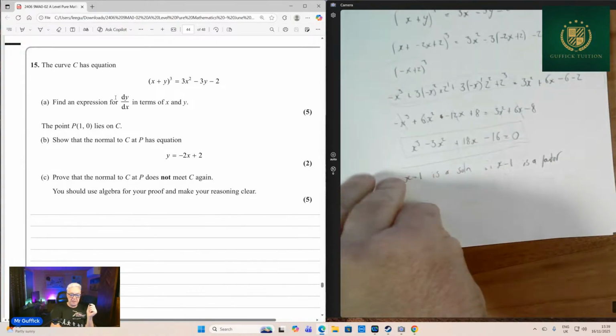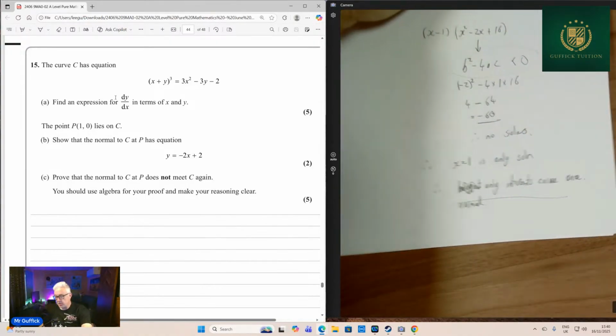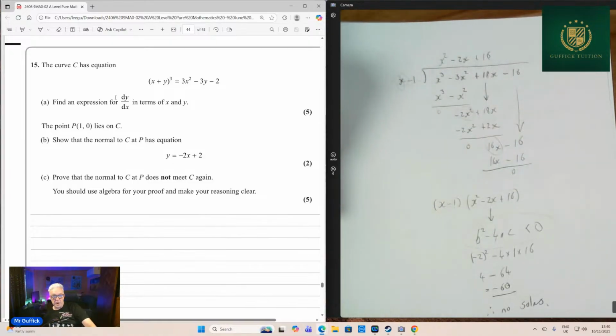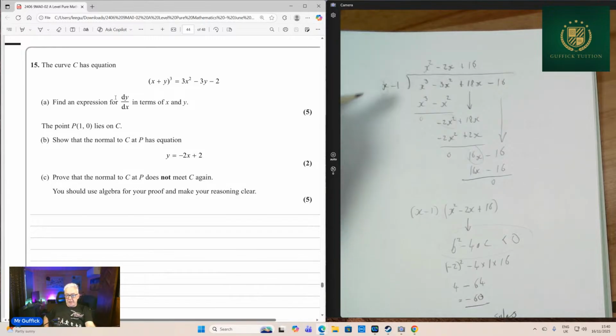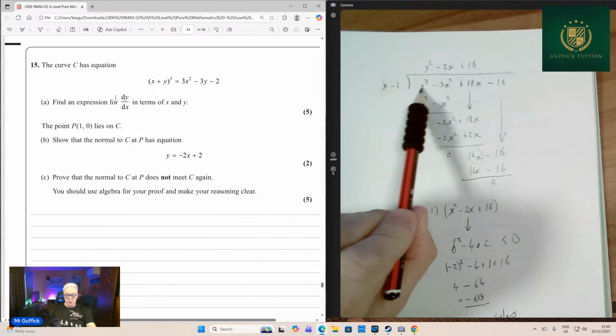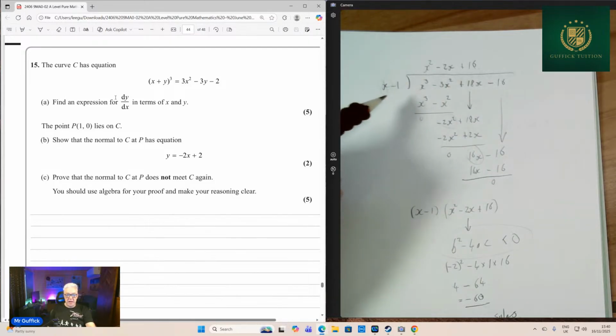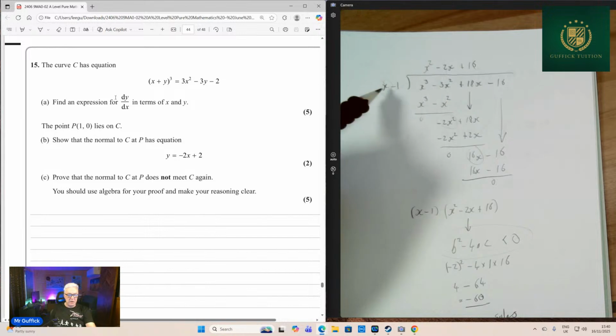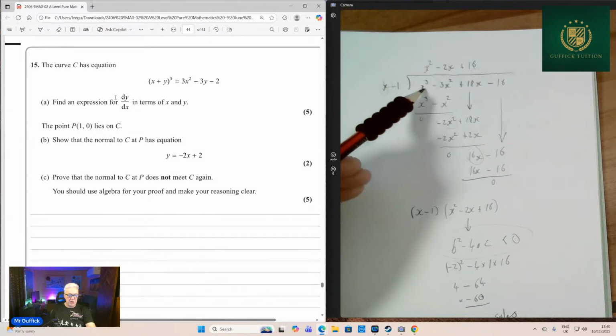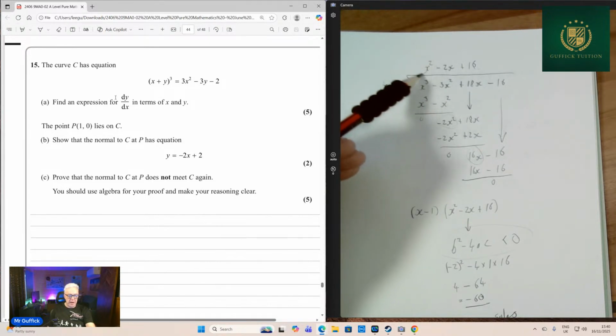So hopefully you can see where I'm going to go with this now. I'm going to do some algebraic long division, because if x minus 1 is a factor of that equation, I'm going to divide by the x minus 1 now. Okay, so using algebraic long division, I look at the x, compare it with the x cubed. I say to myself, what do I need to do to that x to change it into x cubed? The answer is times it by x squared.